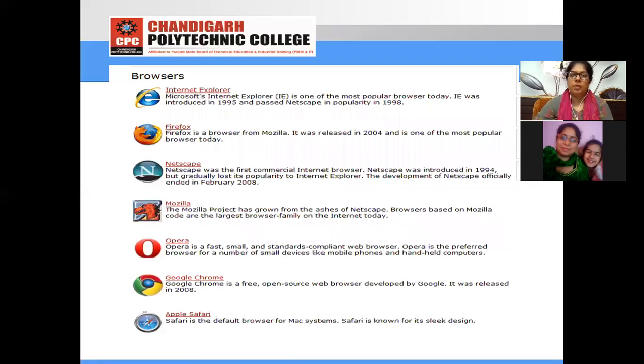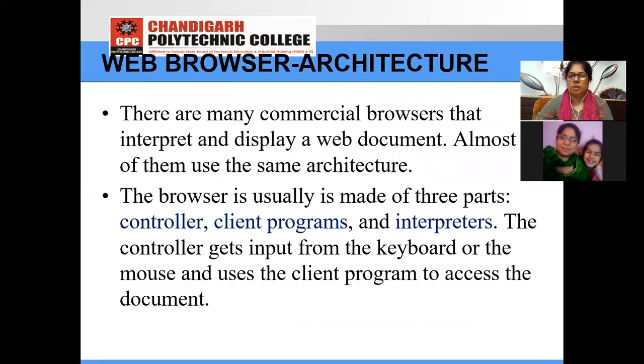Different examples of web browsers are Internet Explorer, Firefox, Netscape, Mozilla, Opera, Google Chrome, and Apple Safari. What is the architecture of a web browser? Most of the web browsers are used to display web pages and they use the same architecture. They basically have three components: controller, client program, and interpreter. The controller component will get the input from keyboard or mouse, and the client program is used for processing.